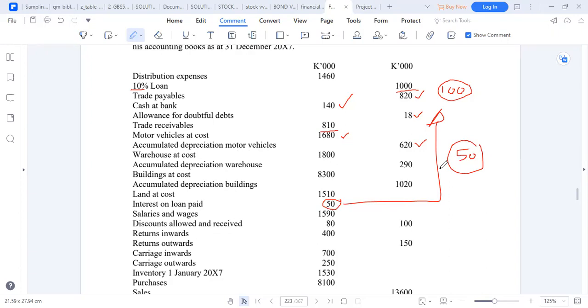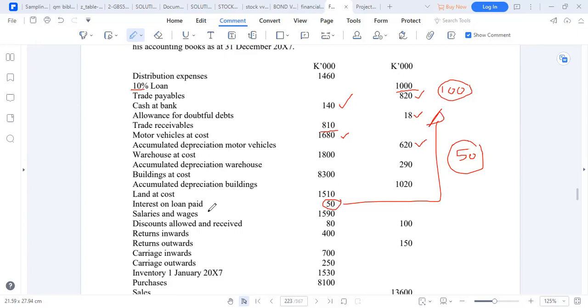But using the accruals concept, which says you already enjoyed the bank service, you can't charge 50 kwacha in the income statement. You charge the whole 100 kwacha, which was supposed to be paid. Wages, 1,590. These are all what?